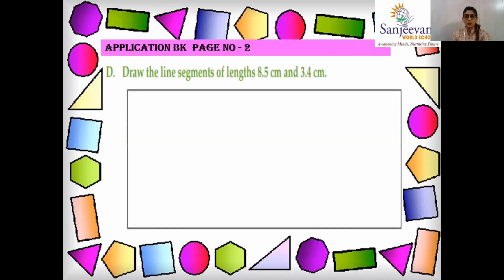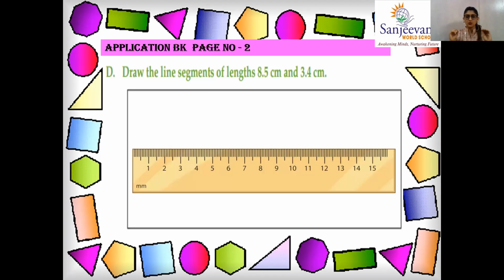On the same page, question number D, draw the line segment of the length 8.5 centimeter and 3.4 centimeter. Now here we need to draw the line and the measurement is given to us. We are supposed to draw two line segments. One, the length of 8.5 centimeter and the other line segment whose length will be 3.4 centimeter. Now for this question, all of you need to sit with your sharpened pencil and your ruler. So come on, let's begin.